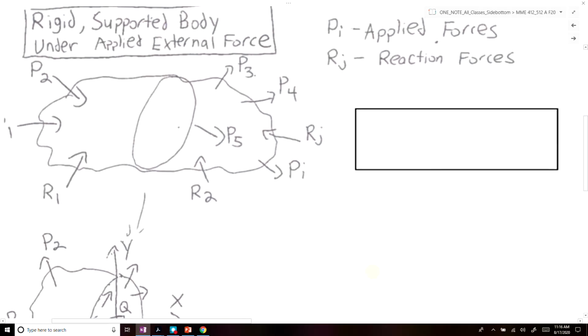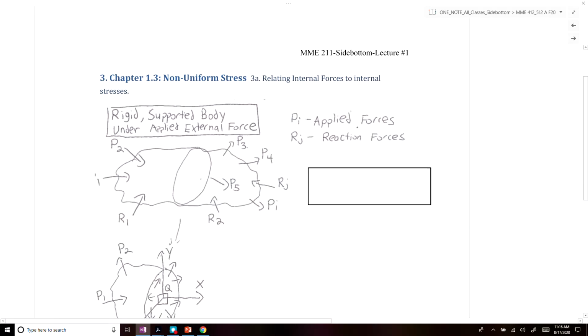In this video, we're going to talk about non-uniform stress, or stress within a rigid body that is not uniform. So the first thing we're going to do is relate internal forces to internal stresses. First, we're going to start off with some arbitrary rigid body that we have here.